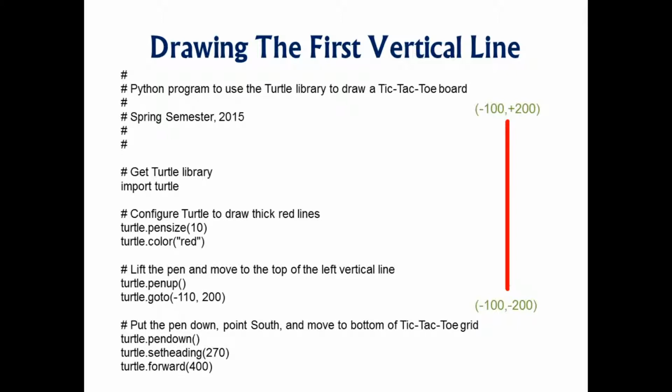Now we put the pen down, point south, and move to the bottom of the tic-tac-toe. Good. All right, so turtle pen down. So now anytime we move, we're going to leave a mark behind us, right? Set heading to 270. And what direction is 270 degrees? South. That is exactly correct. And we move forward how many points? 400. Fantastic. Well, let's see how this all works, shall we?